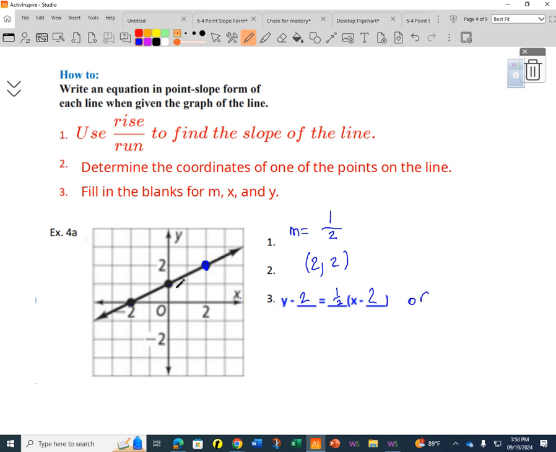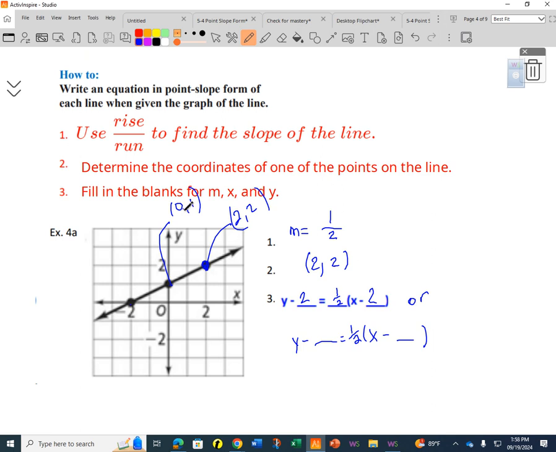I want to show you the other 2 because the other 2 are special ones. The slope is going to be the same no matter what, but we're going to plug in a different point. So it's always going to be 1/2 times x minus our x-coordinate. We've already used this one, that one was 2, 2. Let's use this one. This ordered pair is 0, 1.